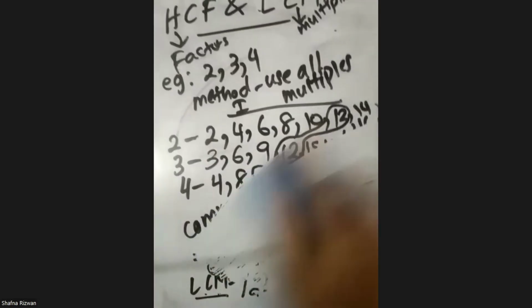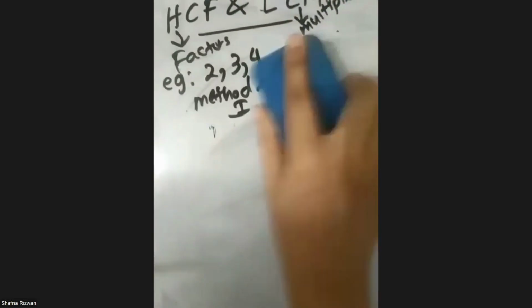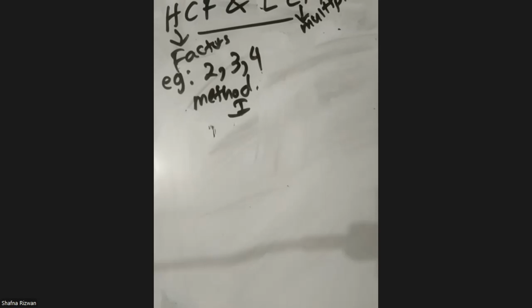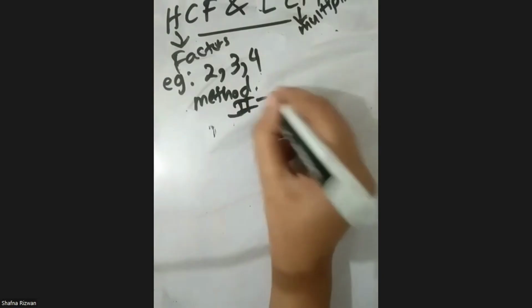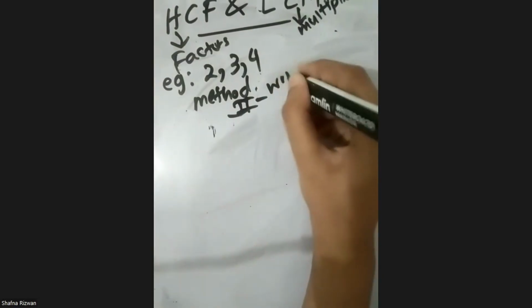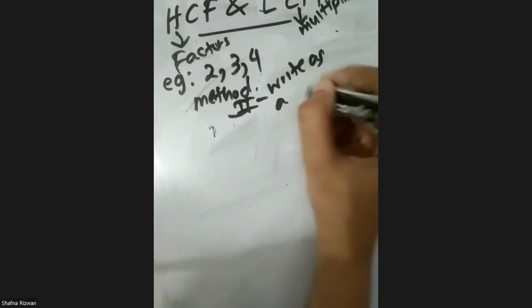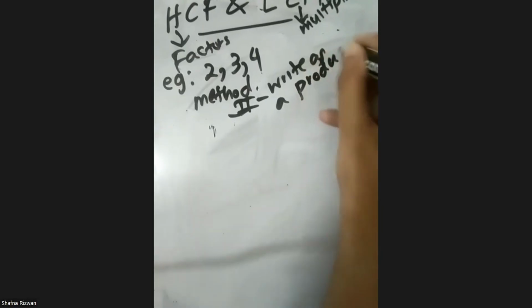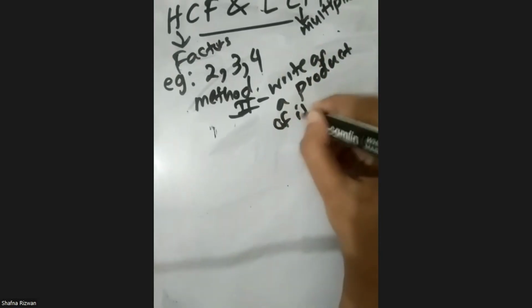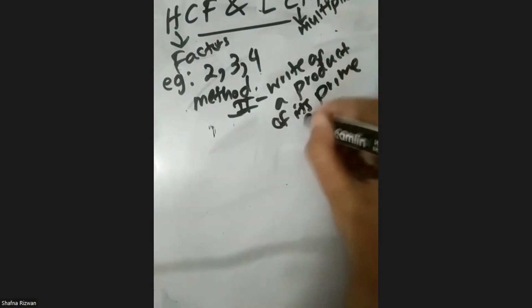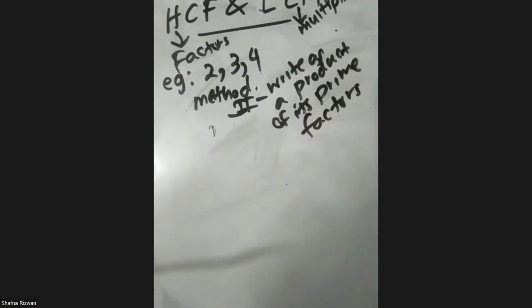Okay, now let's go to method 2. Okay guys, so let's go to method 2. What does method 2 say? You have to write it as a product of its prime factors. Write it as a product of its prime factors. So what can you do?